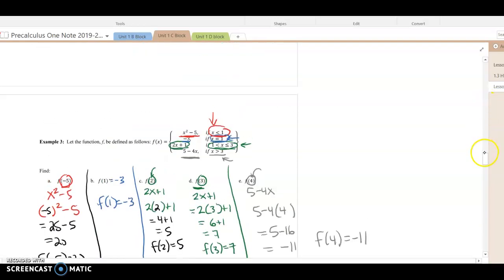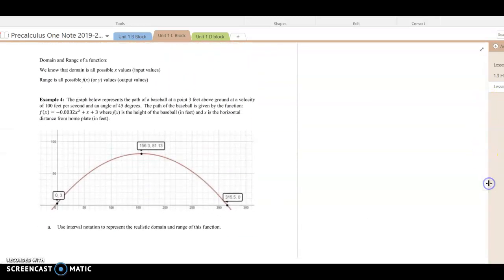Our last example for this first video is on realistic domain and range. We all know domain is all possible x values, which is our input values. Range is all possible f of x values, or y values. In this particular problem, we're only looking at what is realistic. So the graph below represents the path of a baseball at a point 3 feet above the ground at a velocity of 100 feet per second and an angle of 45 degrees. The path of the baseball is given by this function. F of x is the height of the baseball in feet, and x is the horizontal distance from home plate.